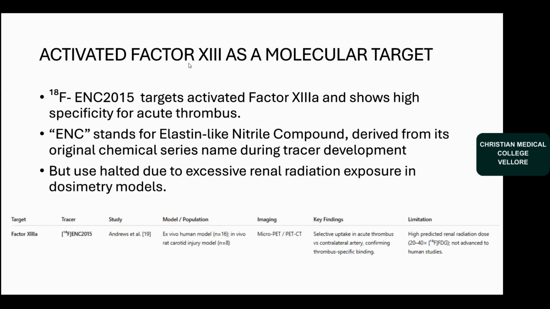The next target is activated factor 13, that is 13A. F18 ENC 2015 binds specifically to activated factor 13, and it has a high specificity for acute thrombus. Here ENC stands for elastin-like nitrile compound. That is, it denotes that it is originally derived from a nitrile compound, so that is the chemical series name. But this is not used now because of excessive renal radiation exposure in the dosimetry model. So this has been withdrawn completely now.